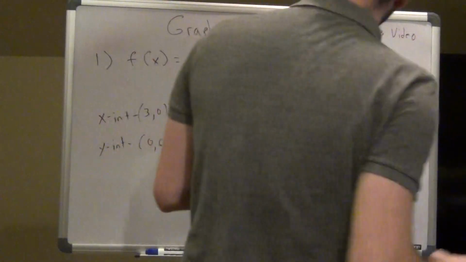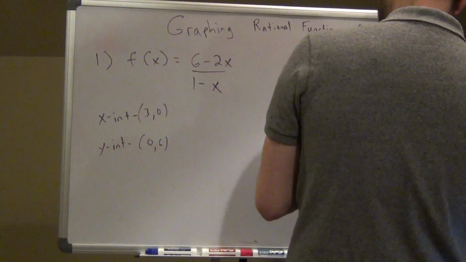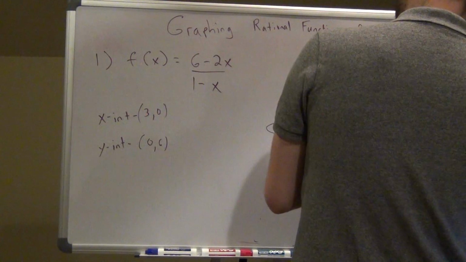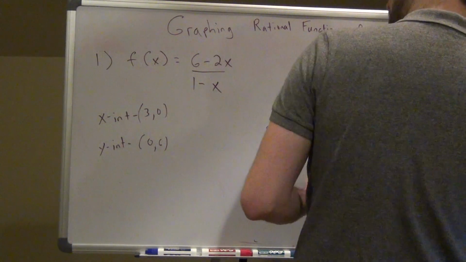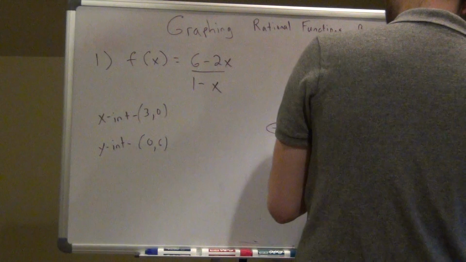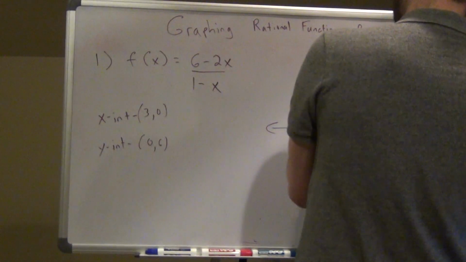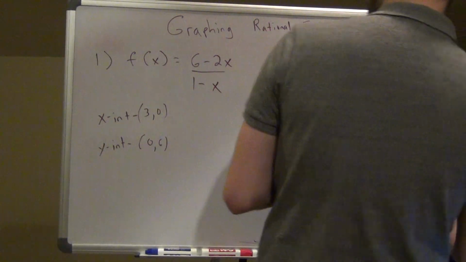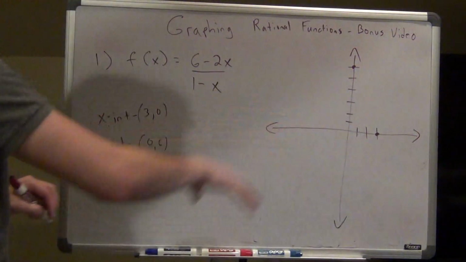So I'll do that when I find those. I'll just plot them. All right. So I got (3, 0). So 1, 2, 3 to 0, and then 0 to 6. So 0, 1, 2, 3, 4, 5, 6. So 3 to 0, 0 to 6. Graph my y and x intercepts.